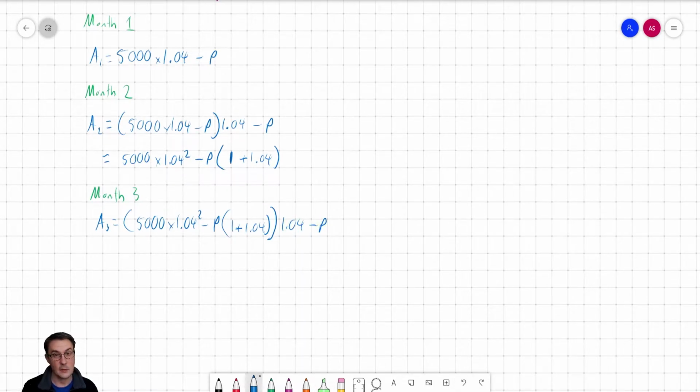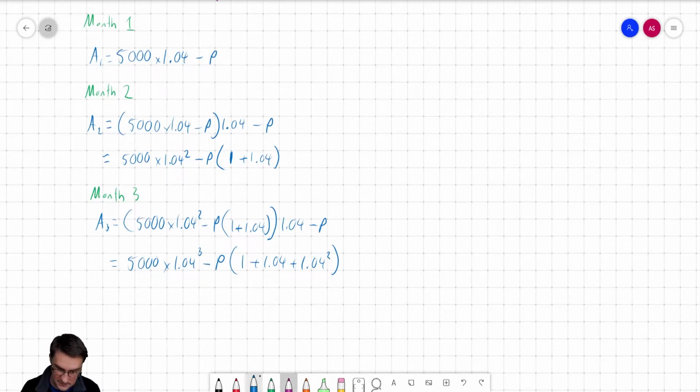Now, I want to be able to expand these brackets and rearrange this a little bit. So I'm going to have 5,000 times 1.04 cubed now. Then I'm going to have minus P as I factorize minus P out of both of these scenarios here and here. And then as I keep expanding and factorizing, I'm going to have bracket 1, which comes from the last part of it here. Then I'm going to have plus 1.04 plus 1.04 squared. And this is the end of the third month. Now, this is helping to establish the pattern here as we keep going on.